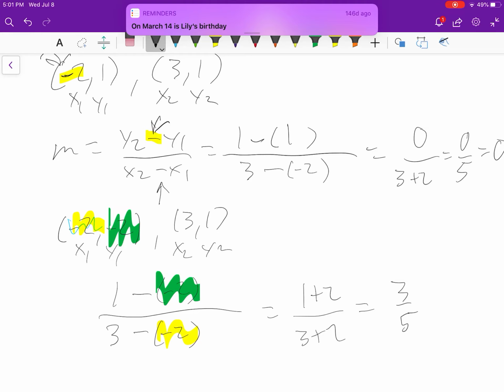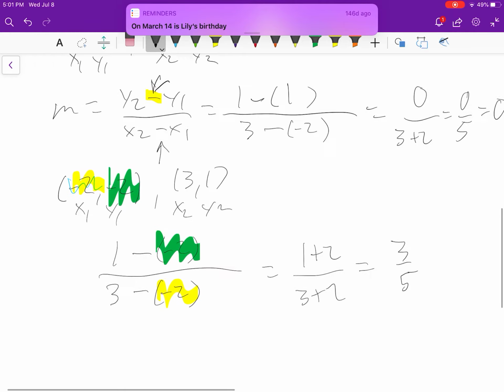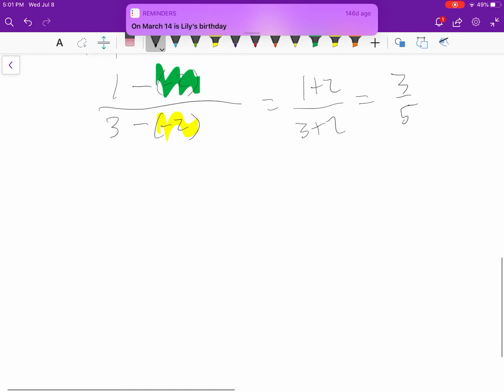So that's one problem I have, finding slope given 2 points. Another problem they might have is find the slope given an equation. So the next thing is they'll give you a general equation.